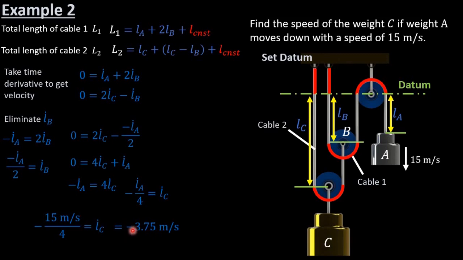So the minus is telling us that this is moving up in the opposite direction to L sub A dot. Okay, so remember we said 15 meters per second in the downward direction, that's going to be positive. So this is going to move upwards in the opposite direction with minus 3.75 meters per second. Be careful of those minus signs because they are important. And that is our answer for this question.